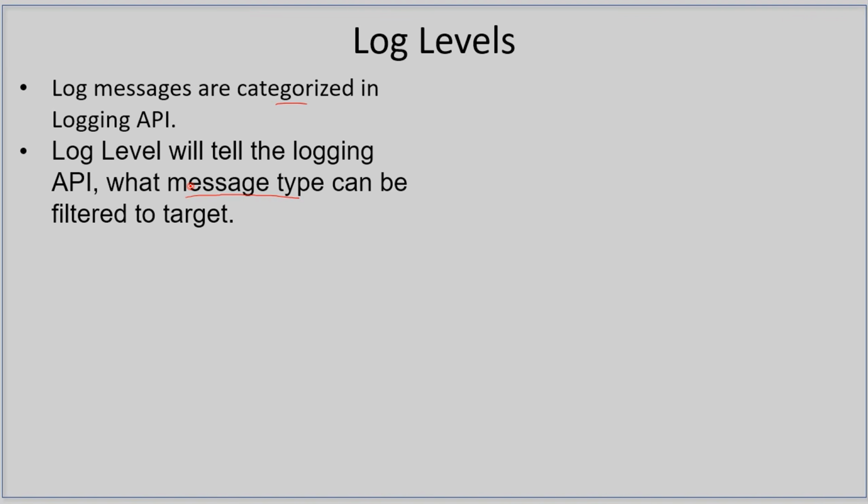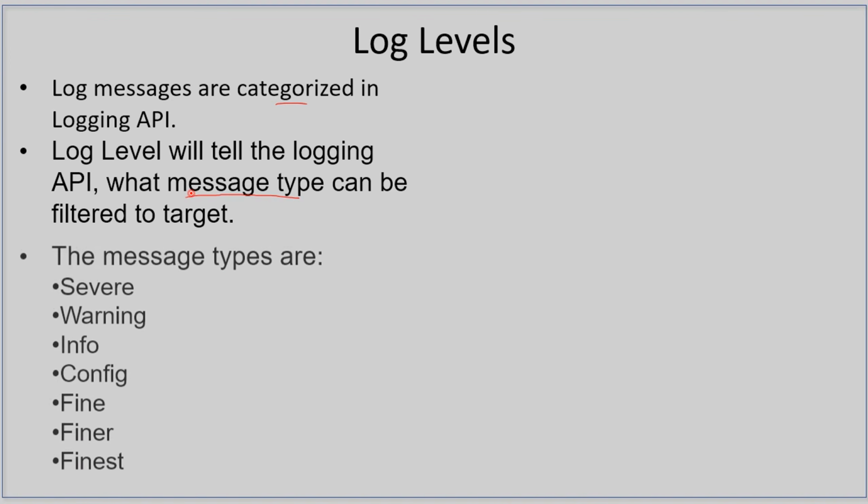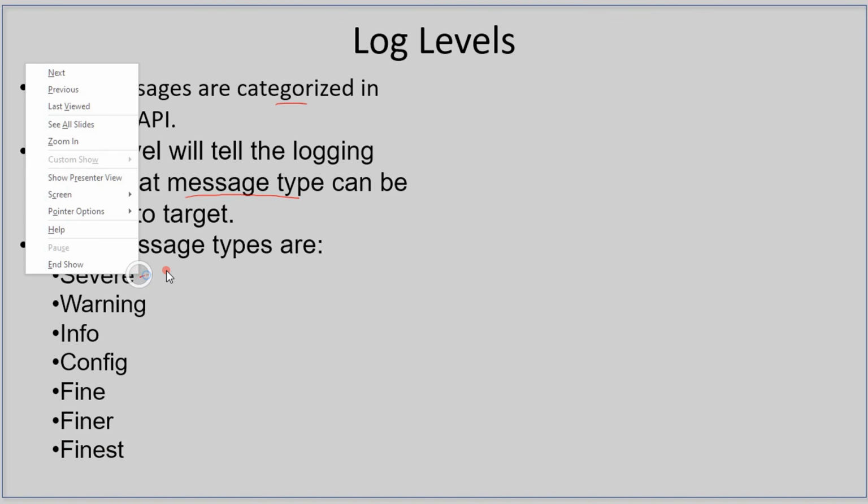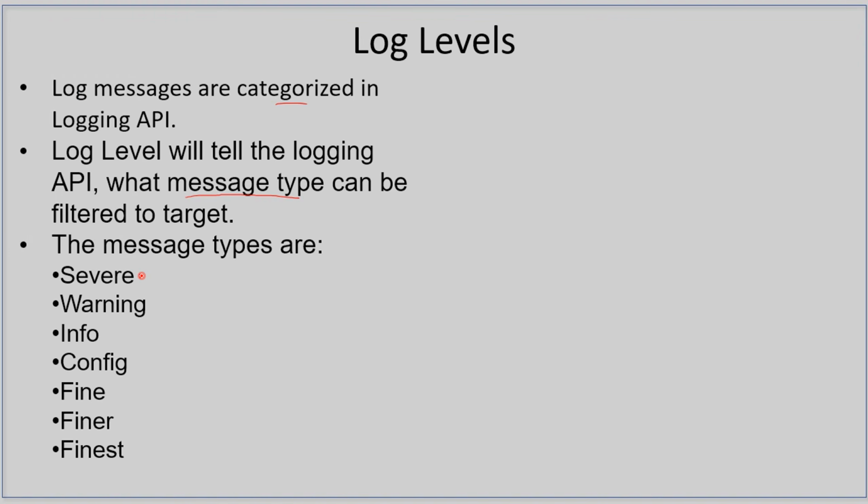So when a user successfully logs into the system, that can go as an info message. Here I'm just giving the idea of what the message type is. Likewise, an application can have a variety of message types. The logging API supports these kinds of message types. Severe: if the application is in a fatal state, the severe level comes into the picture.